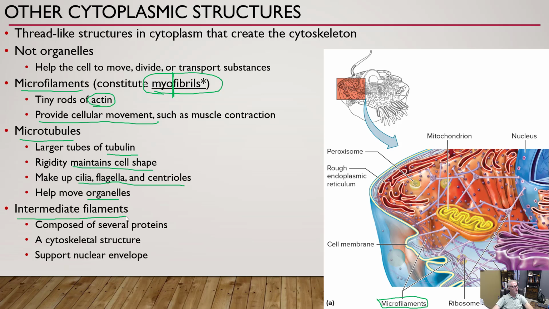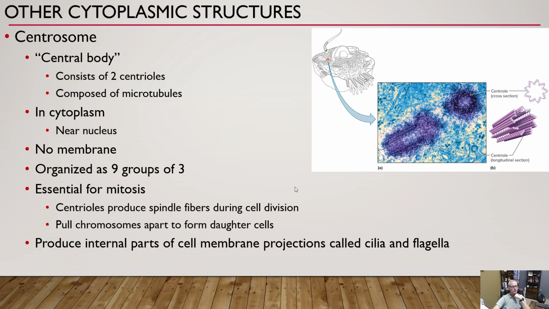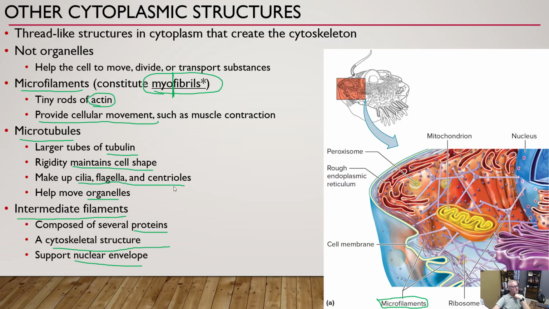Then intermediate filaments are basically composed of proteins. They provide, again, support, more scaffolding, support structures. They support the nuclear envelope, which is your nuclear membrane. All right, so I said that we talk about centrioles.